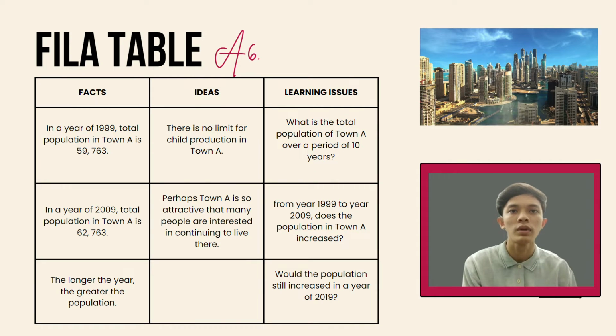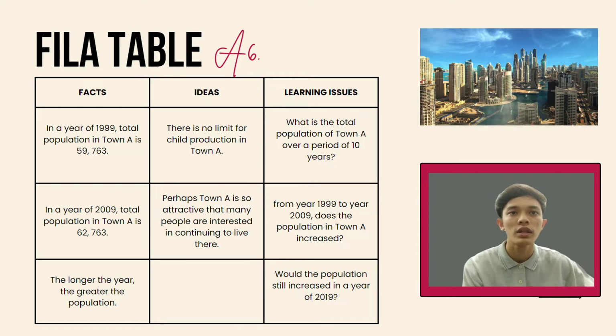The facts from question A6 are that in the year 1999, the total population in town A is 59,763. In the year 2009, the total population in town A is 62,763. That means the longer the year, the greater the population.